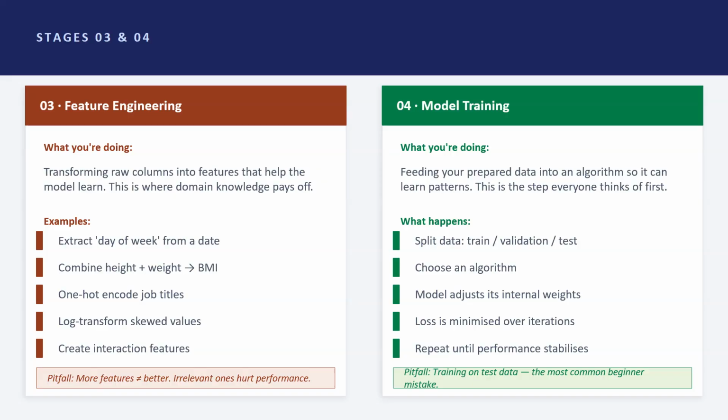So the biggest beginner mistake is using the test set during training. The moment your model has seen your test data, your evaluation is worthless. So keep the test set locked away until the final evaluation. Treat it like the answer key, never peek.